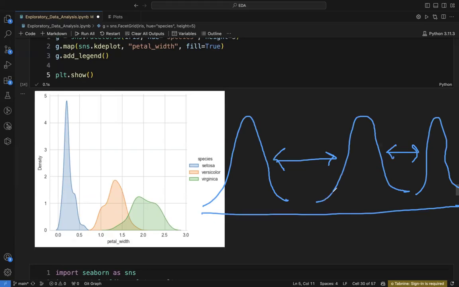Is the thing clear? Now, there is a small intersection and of course some overlap here also. There is some overlap. Can you see? There is some overlap here also. And there was some overlap in the previous petal length also. So this is the reason of my overlap.